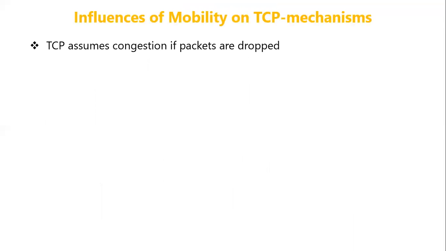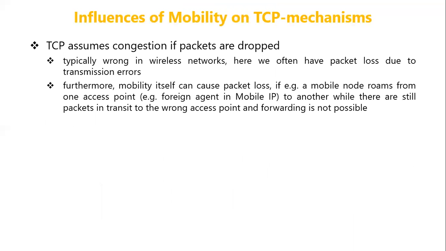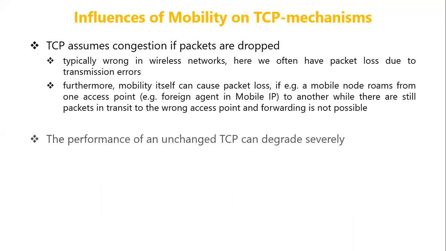Next, we will try to understand the influences of mobility on the TCP mechanism. TCP assumes congestion if packets are dropped. Whenever there is a packet drop, TCP assumes that there is congestion. So this may not be correct with wireless networks, because in wireless networks, most often packets will be dropped due to transmission error. Further, mobility can also cause packet loss.